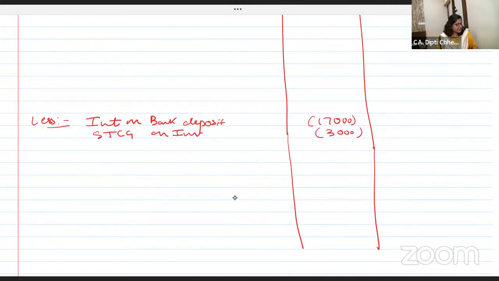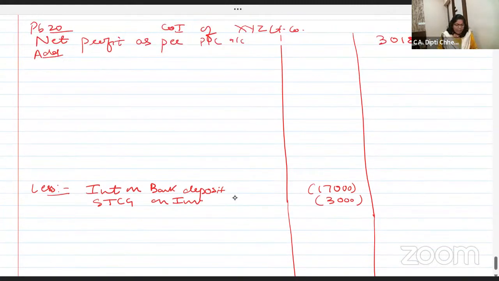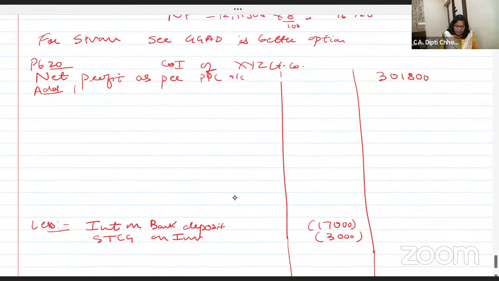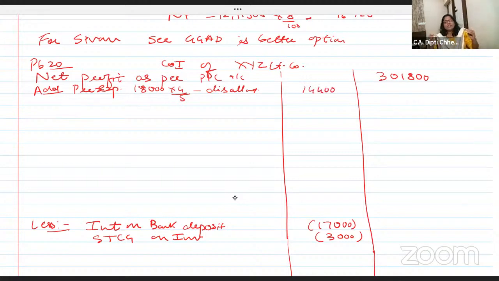Now go to the debit side. Salary is allowed. Preliminary expenses, they have debited 18,000. Only 1/5 is allowed. 4/5 is disallowed. 4/5 means 14,400. Preliminary expense whole they have debited in P&L account, but up to 5% of the cost of the project is allowed. तो वैसे ही 5% में ही है. And this is allowed 1/5. So 4/5 is disallowed. Add back.